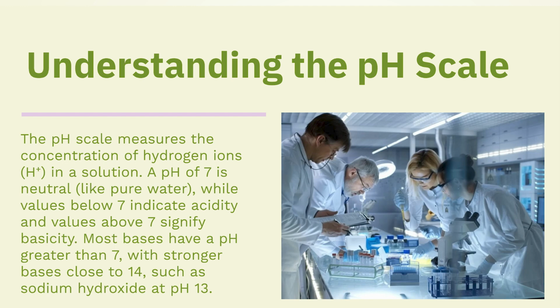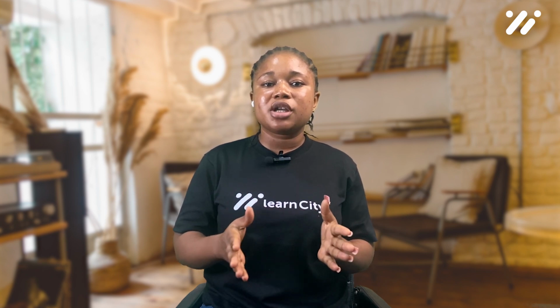The pH scale ranges from 0 to 14. A pH of 7 is neutral, like pure water. A pH greater than 7 is basic or alkaline, while a pH less than 7 is acidic. Most bases have a pH greater than 7, with stronger bases having a pH closer to 14. For example, sodium hydroxide has a pH of about 13, making it a very strong base.